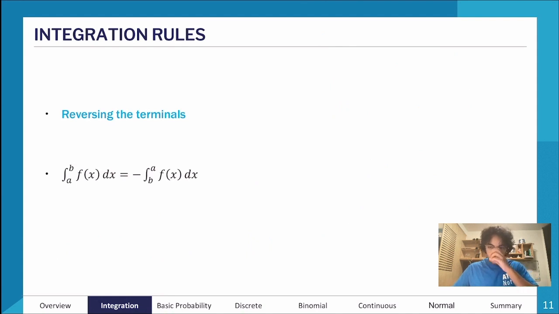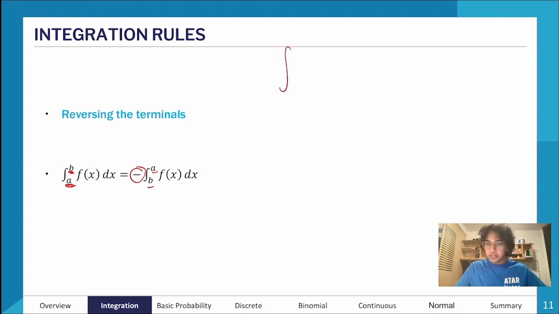Another cool rule is that we can reverse a terminal. If I'm taking an integral from a to b, so the starting value is a and then we're ending up at b, that's the same as taking an integral from b to a, but with a negative out the front. How can I show this?